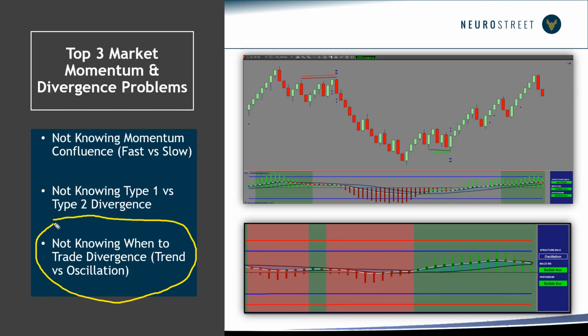Which is the most important. Knowing when to trade divergence and how to add a profile to increase your winning rates and trade efficiency. Everybody got that?